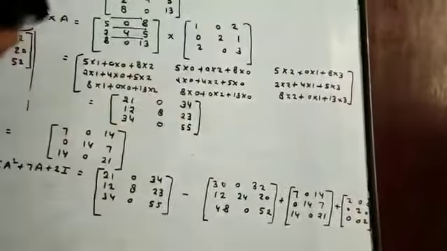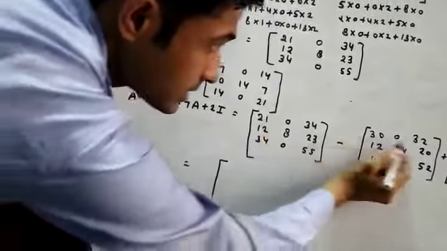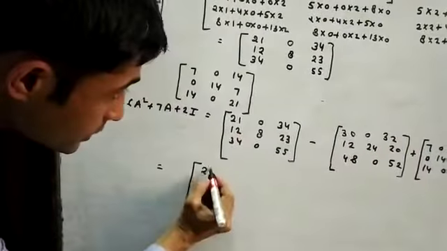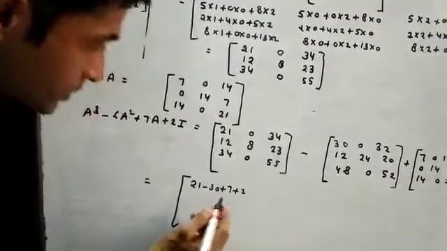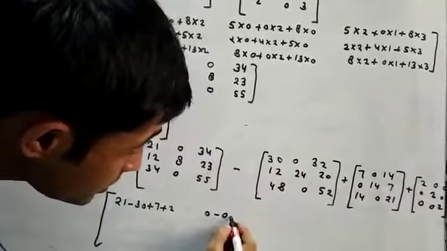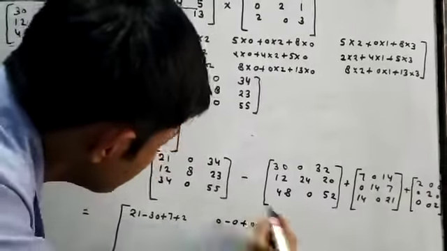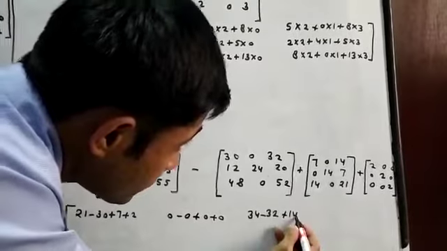Now we will solve this, same as first element: 21 minus 30 plus 7 plus 2. After it, 0 minus 0 plus 0 plus 0. Last, 34 minus 32 plus 14.